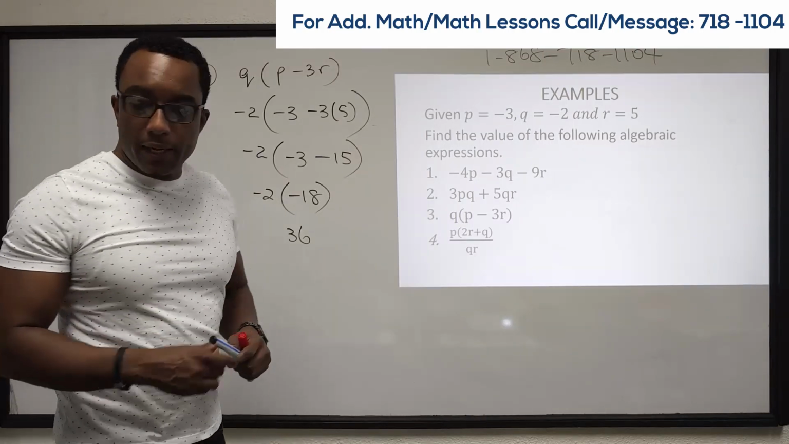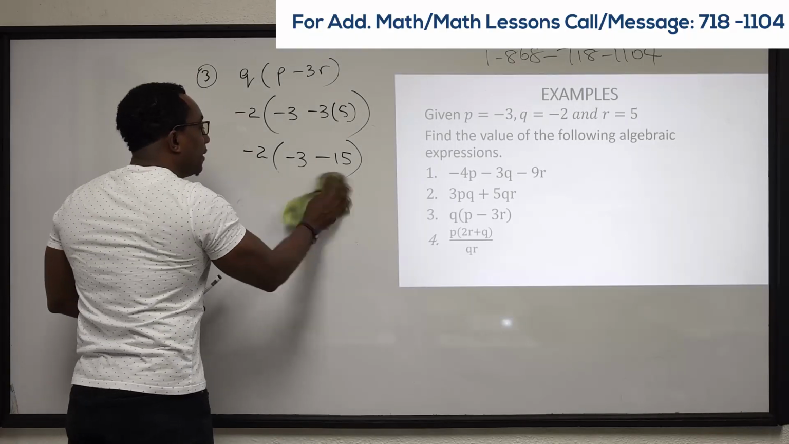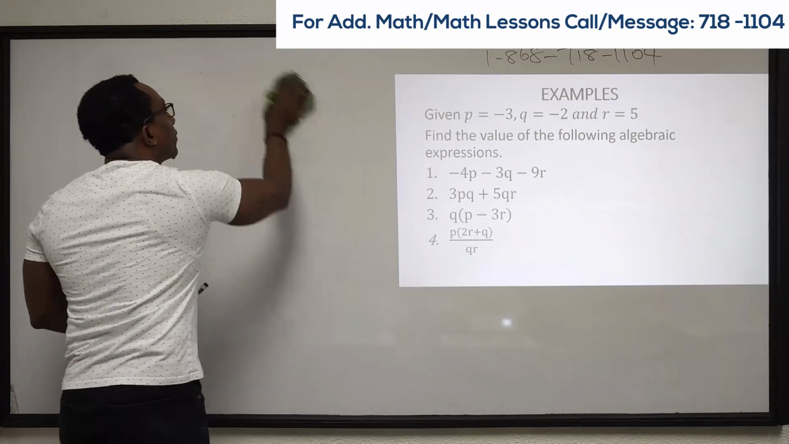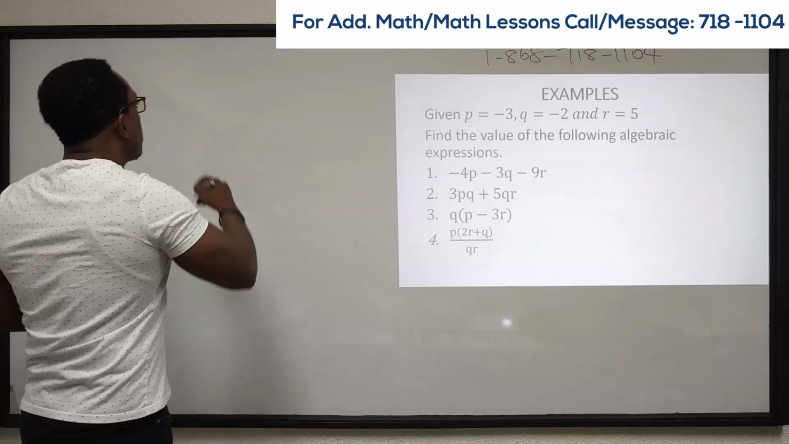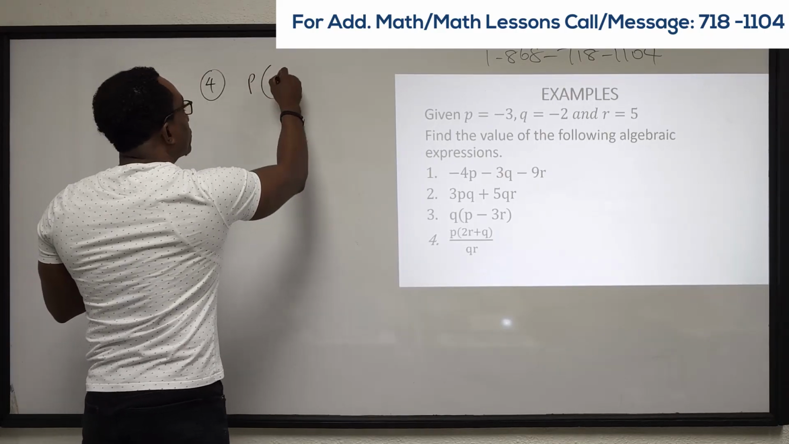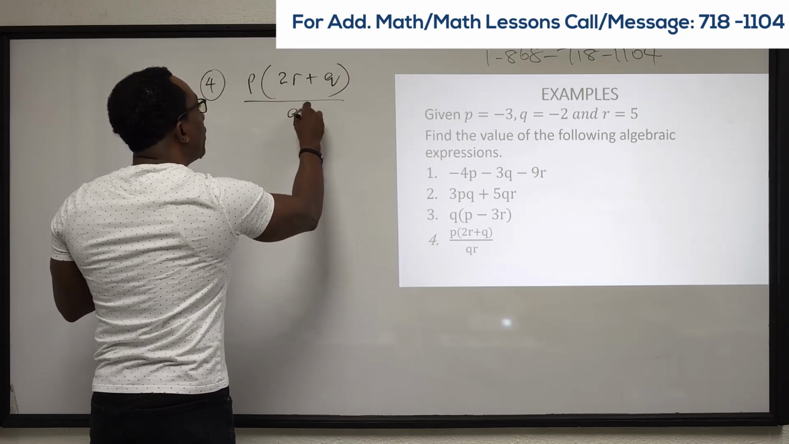Let's look at question 4. So question 4, I'll erase here. So question 4, we have P, and in brackets we have 2R plus Q over QR.